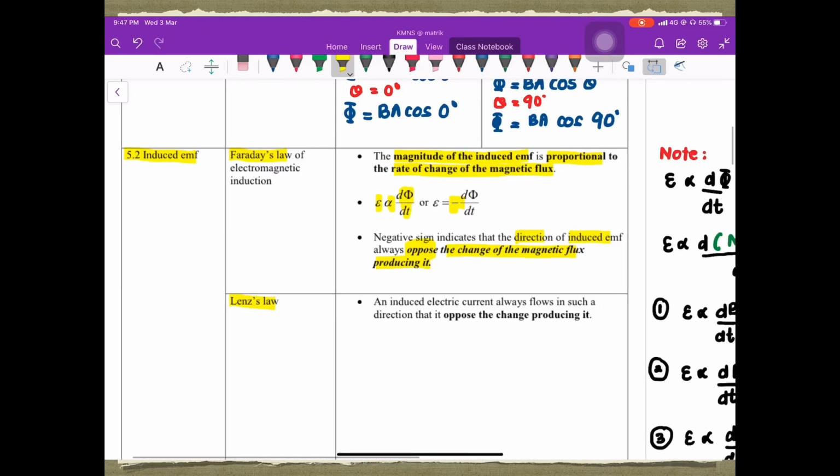Alright. For Lenz's law, induced electric current always flows in such a direction that it opposes the change producing it.